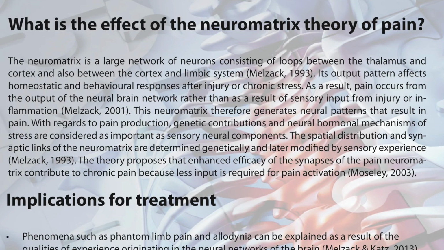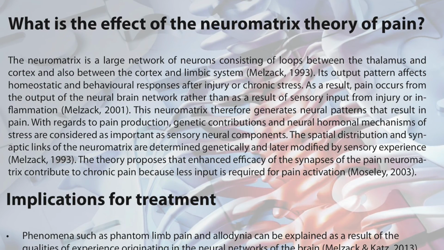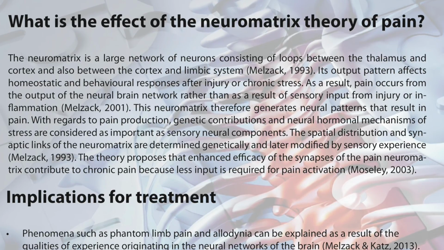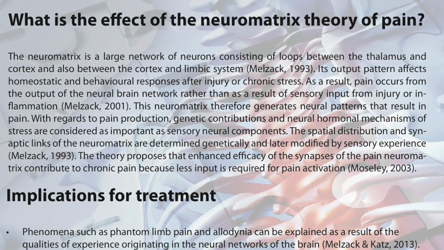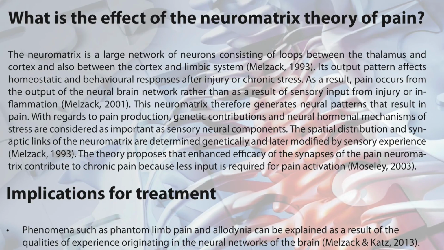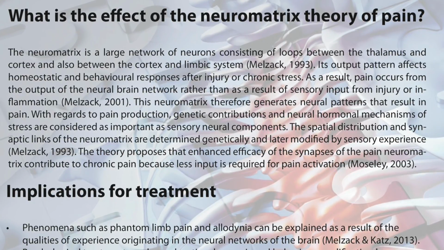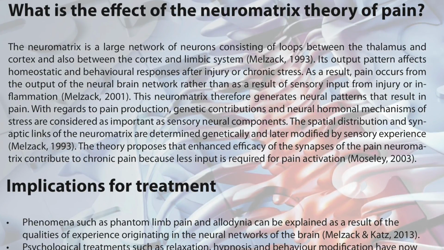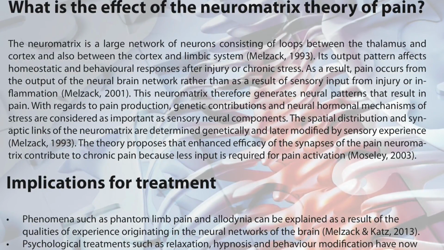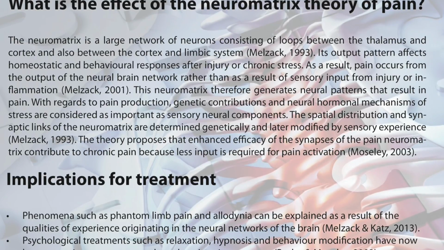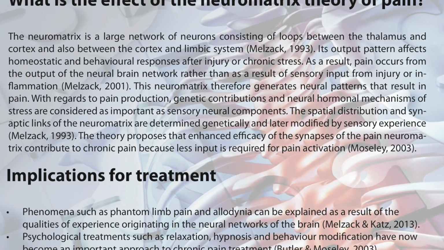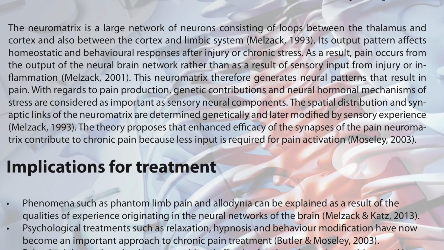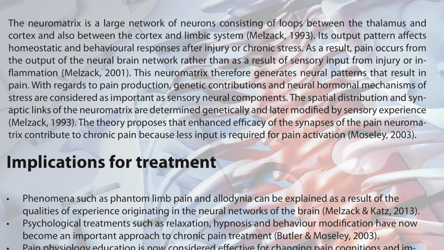The neuromatrix is a large network of neurons consisting of loops between the thalamus and cortex, and also between the cortex and limbic system. Its output pattern affects homeostatic and behavioural responses after injury or chronic stress, as was mentioned in Figure 5. As a result, pain occurs from the output of the neural brain network rather than as a result of sensory input from injury or inflammation. This neuromatrix therefore generates neural patterns that result in pain.